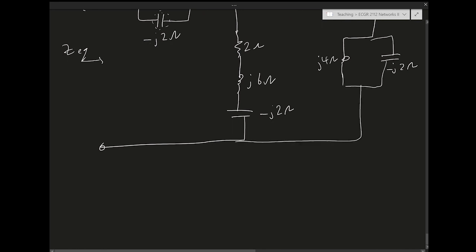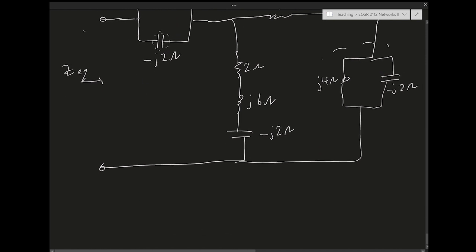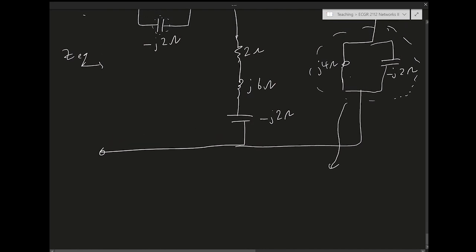Okay, so for such problems, all we need to do is divide and conquer. We want to first find the equivalent impedance of this thing. We can first convert everything to admittance because it's parallel. Anything in parallel, it's easier to find its equivalent admittance. Anything in series, it's easier to find its equivalent impedance. So the equivalent admittance for this is going to be 1 over j4 minus 1 over j2 Siemens.